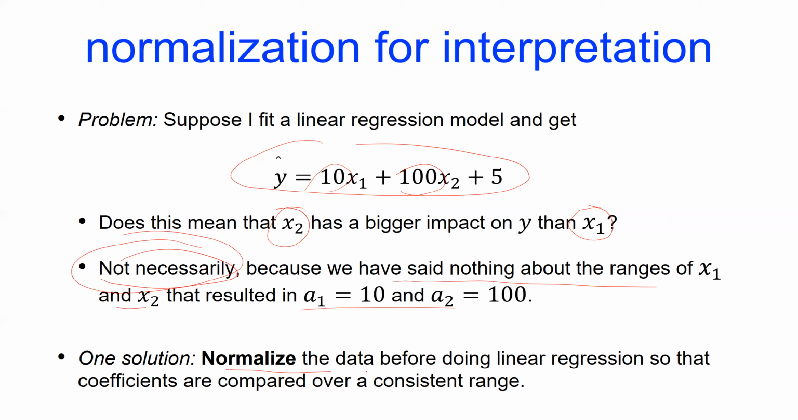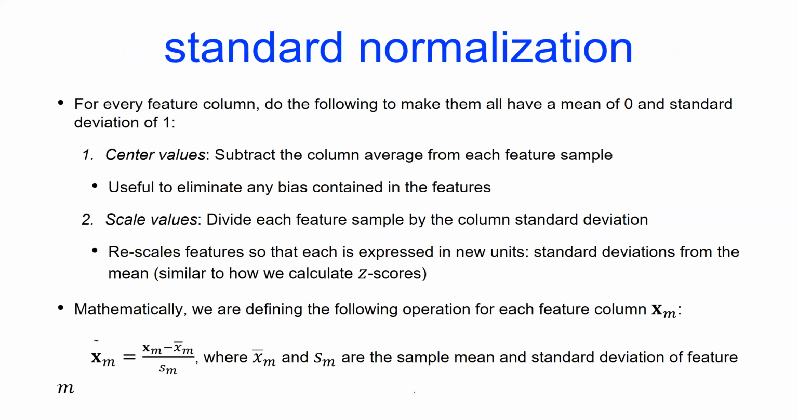So one solution is to normalize the data before doing linear regression, so the coefficients are comparable over a consistent range. So how to do the normalization? One very popular way is standard normalization. This will remind you of how you calculate your z-score.